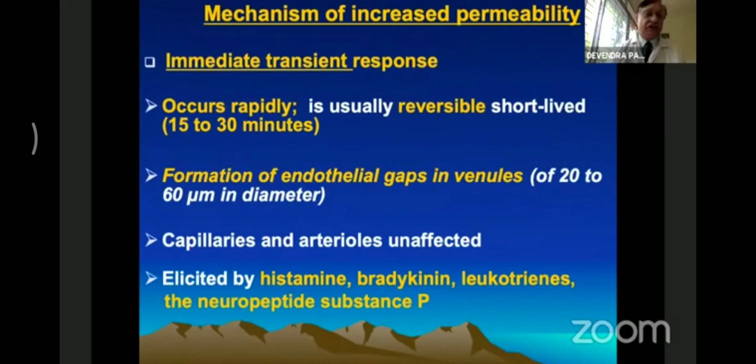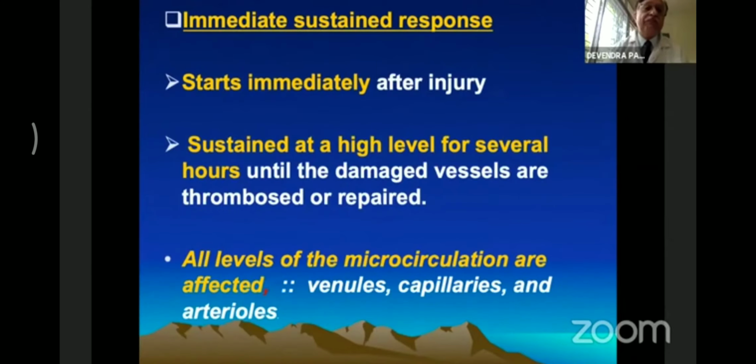Mechanism of increased permeability. Why does it occur? First is the immediate transient response. Immediate, as the name suggests, starts rapidly. Transient lasts only for 30 to 50 minutes. Why does it occur? Formation of gaps between the endothelial cells of the venules. Capillaries and arterioles remain unaffected. Venules are the ones affected, usually mediated by histamine, bradykinin, leukotrienes, and the neuropeptide substance P.